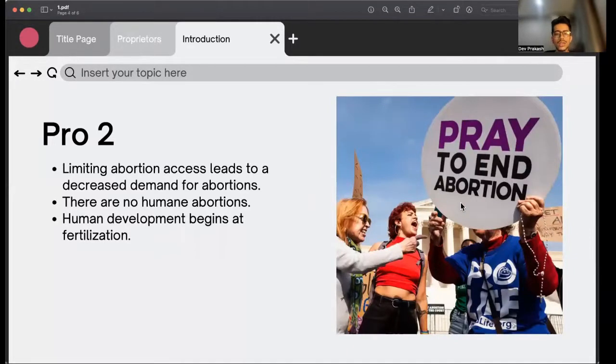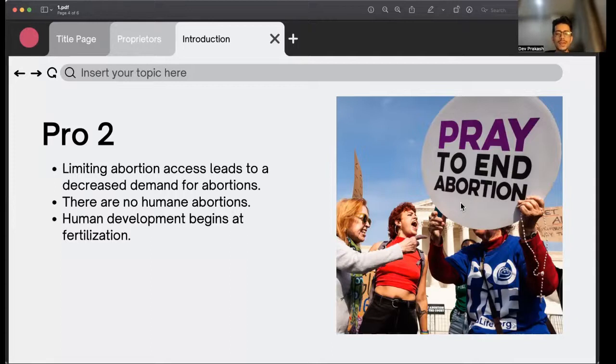The overturning of Roe versus Wade resulted in states being allowed to put a total ban on abortions independently. Therefore, it is believed that limiting abortions leads to decreased demand for abortion. If women do not have access to safe abortion, they will eventually choose to stop having them.